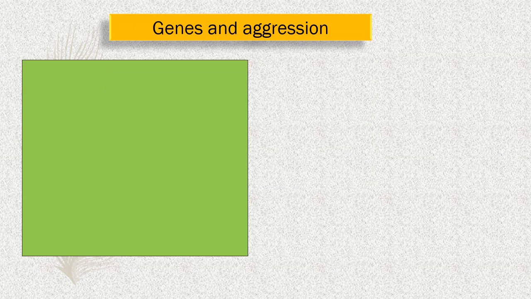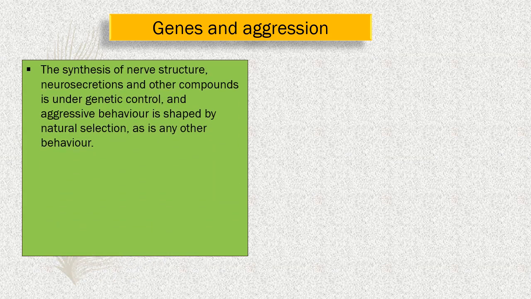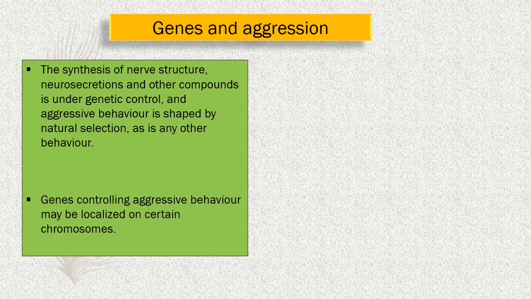Genes and aggression. Is aggression innate or learned? It has both answers, yes and no. It is partially determined by heredity. According to Lawrence, individuals reared in a non-frustrating environment will still be aggressive. The synthesis of nerve structures, neurosecretions, and other compounds is under genetic control, and aggressive behavior is shaped by natural selection, as in other behavior.